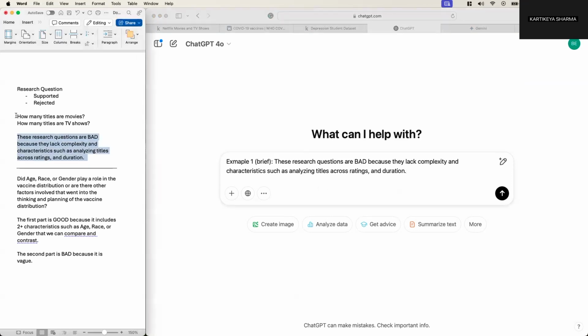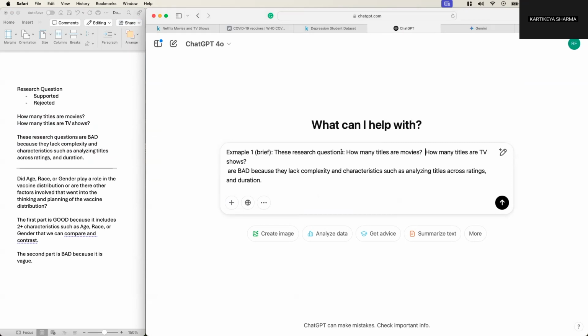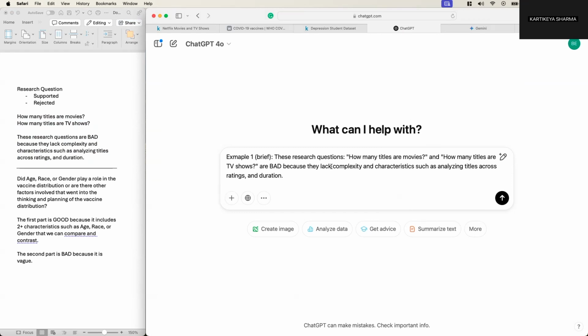By the way, it doesn't know what the research questions are, so I'll copy that as well. The research questions, and I'm going to wrap these around quotes so it knows that this is a separate part of the question. This research question and this research question are bad because they lack complexity and characteristics such as analyzing titles across ratings and duration.